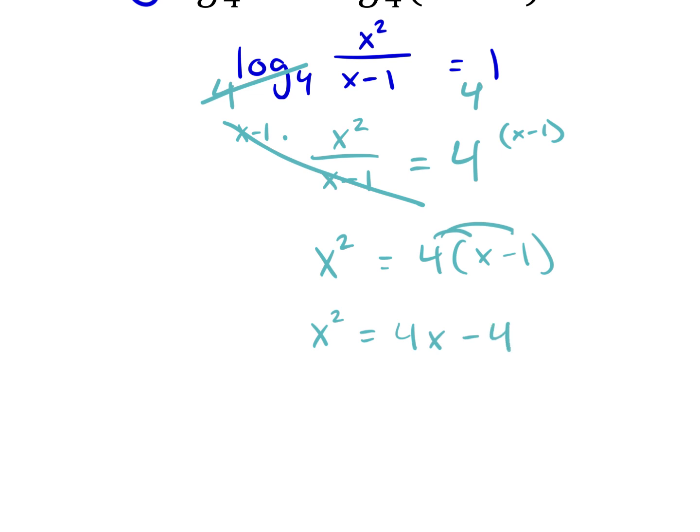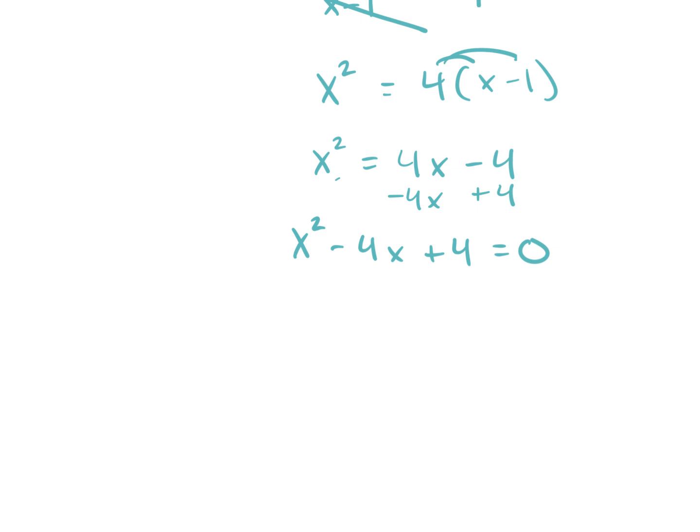What should we do next? I like to keep the x squared positive, so I'm going to move the 4x over and the 4. So I'm going to subtract 4x and add 4 to move it to the other side. So x squared minus 4x plus 4 equals 0.